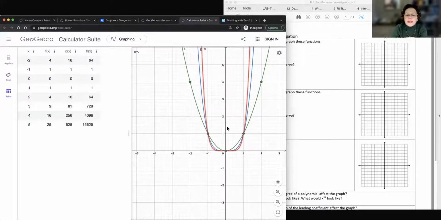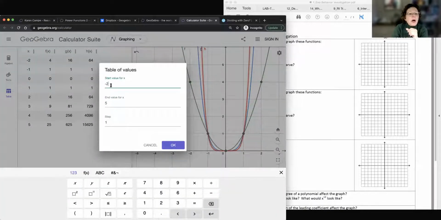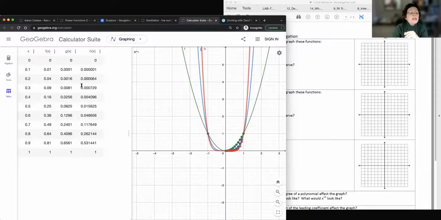If we want to take a look at what's happening in between 0 and 1, I can click on my 3 dots near my x value. I'm going to start at 0. I'm going to end at 1. And this time I'm going to use a 0.1 step size. And now we can see that the in-between values reverse the y value behavior, because more exponentiation makes our y values smaller. So we get a numerical justification for the graphical impression that the graph is flatter.